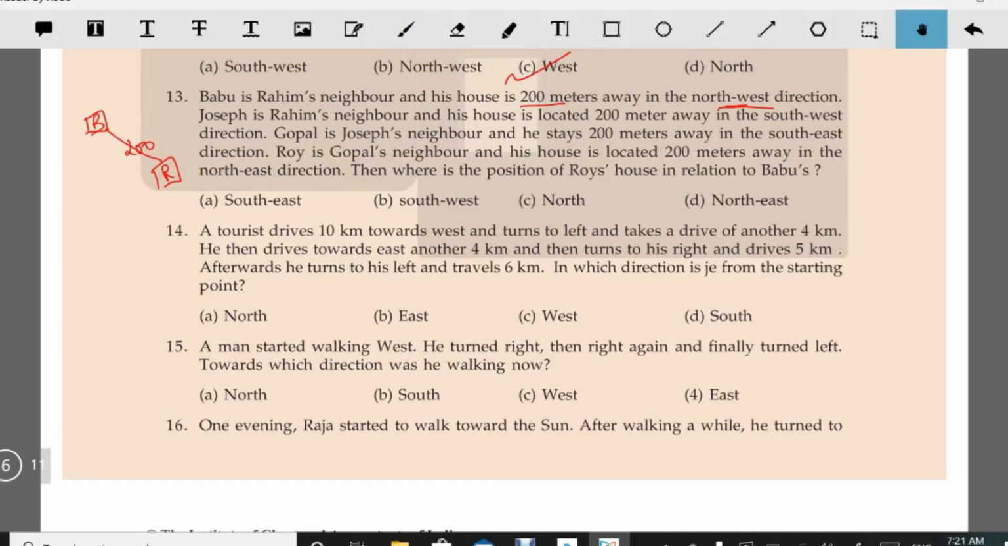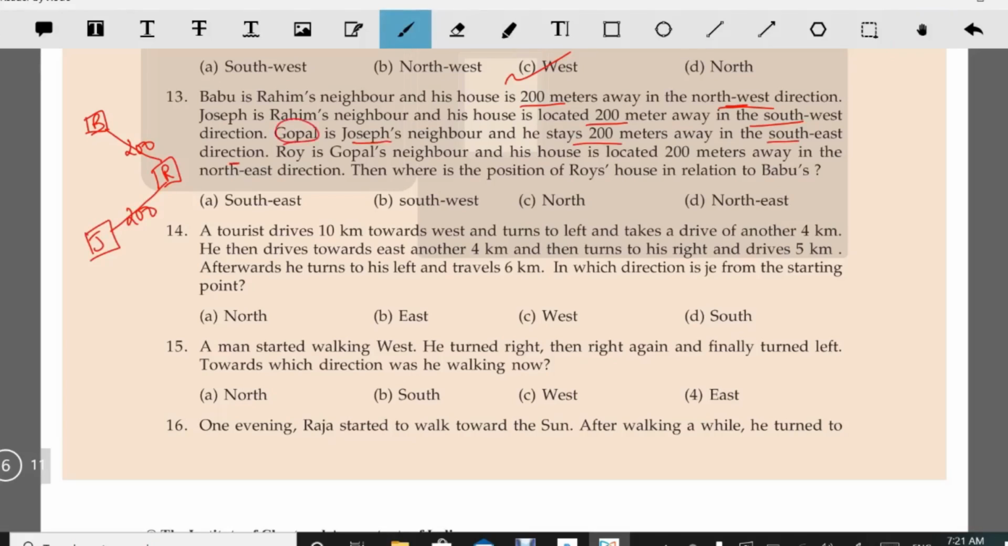Joseph is Rahim's neighbor and his house is located 200 meters away in the southwest direction. South is here, west is here. Here is Joseph. 200 meters. Gopal is Joseph's neighbor and he stays 200 meters away in the southeast direction.